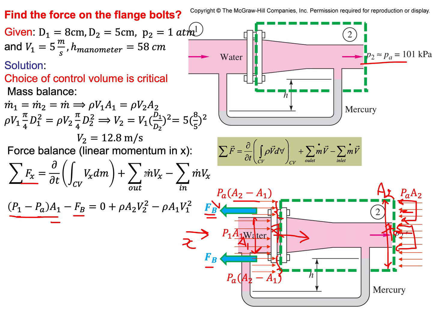Then I have the summation of m dot v out. We have the unsteady term, which is 0. Then we have the m dot v out, so it's rho A2 v2 times v2, so that's why we have v2 squared. And here we have v1 squared.